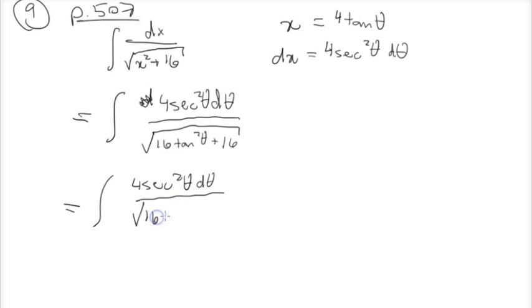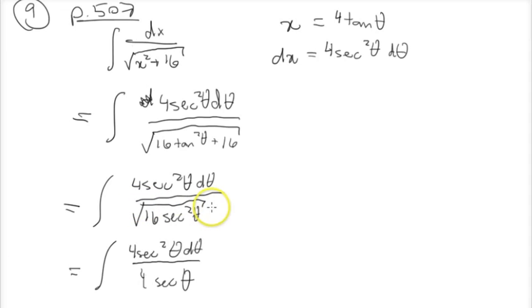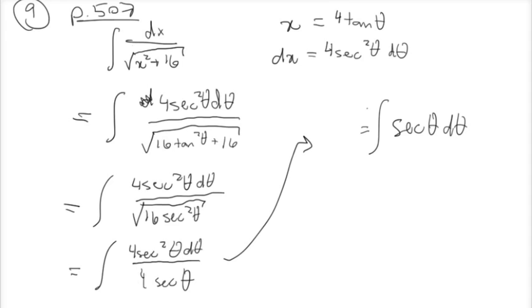So we're going to get root 16 secant squared theta. And then we can reduce that to, in the denominator, 4 secant theta. And so we get some really nice cancellations here, and that will make the integral a lot easier to solve. Now the integral just reduces down to the integral of secant theta d theta, and based on that new integration rule, this becomes the natural log of the absolute value of secant theta plus tangent theta plus c.